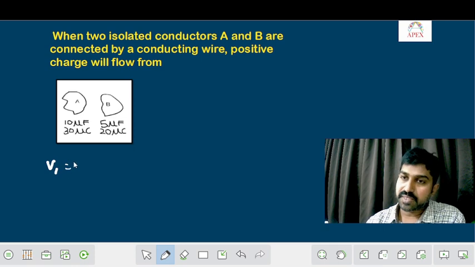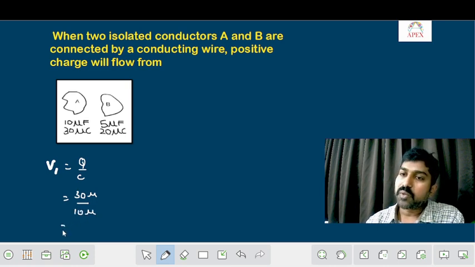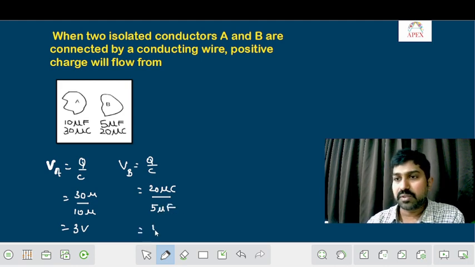V1 is equal to, general formula for V1 is Q by C. In first case, charge is given 30 microcoulomb, capacitance is given 10 microfarad. So potential will be 3 volt. In the same way for second conductor, let me consider it is for B. Then again the similar formula we can use, V equal to Q by C. And what is charge here? 20 microcoulomb by 5 microfarad. Then this is equal to 4 volt.